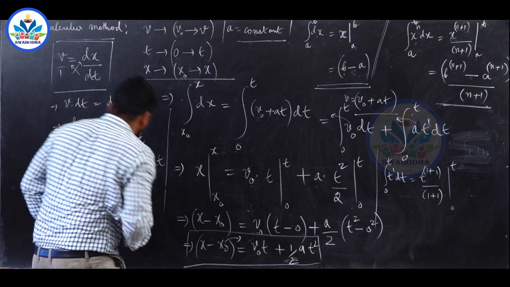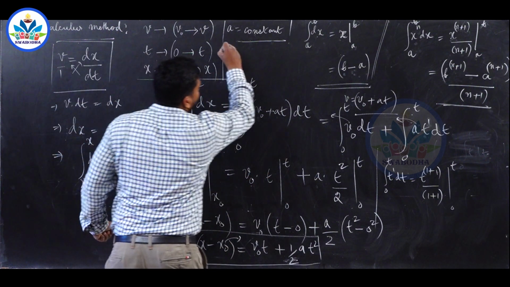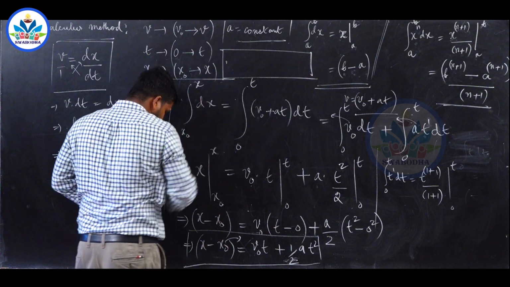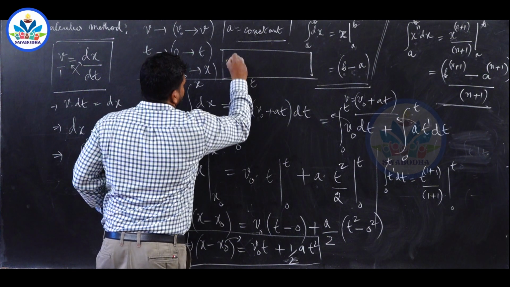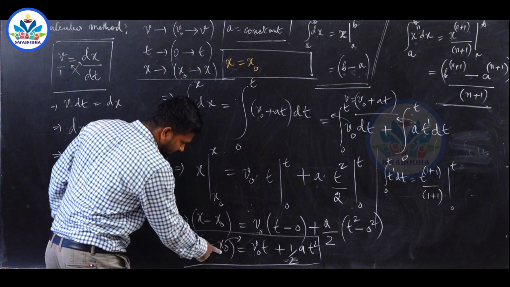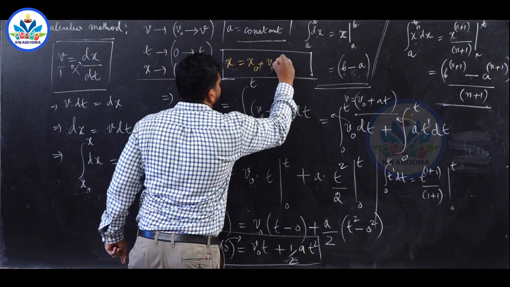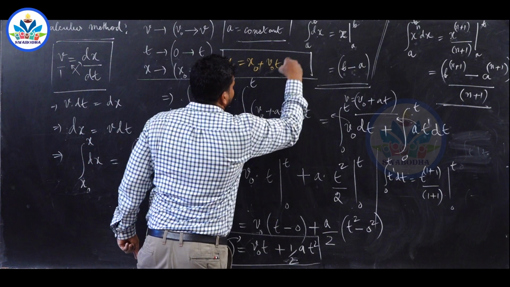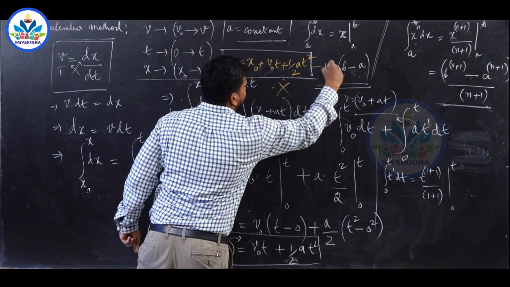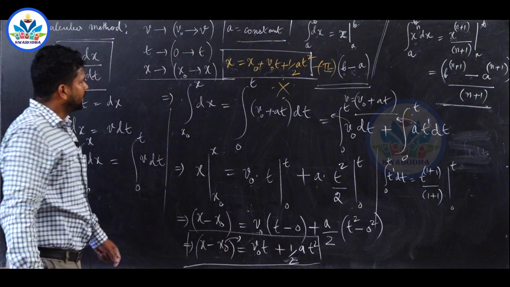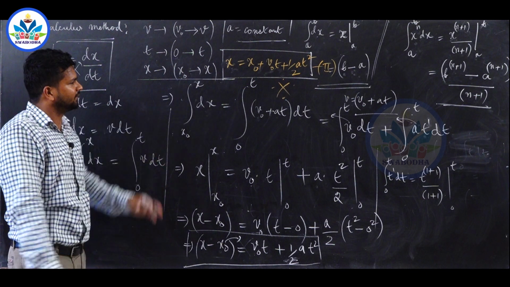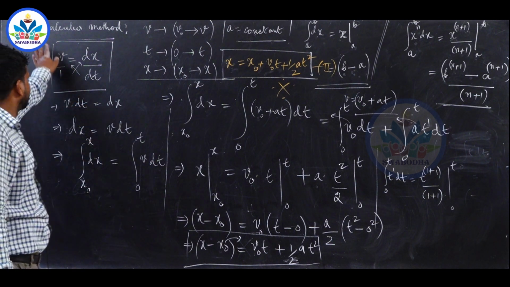Now I will bring the x naught to this side, and you will end up with this equation: x equals x naught plus v naught t plus half a t square. Okay, this is the second equation. x equals x naught plus v naught t plus half a t square. So this is how we can derive the second equation using the calculus method.